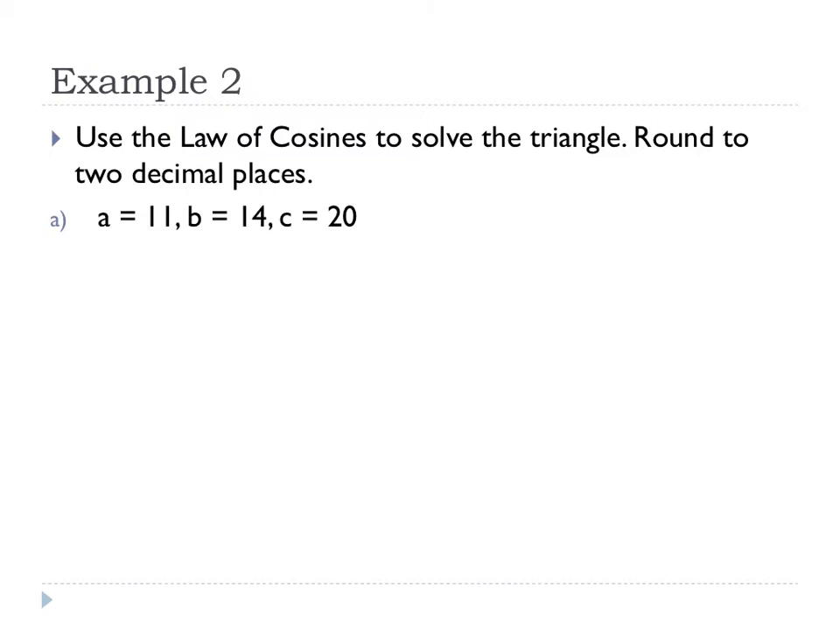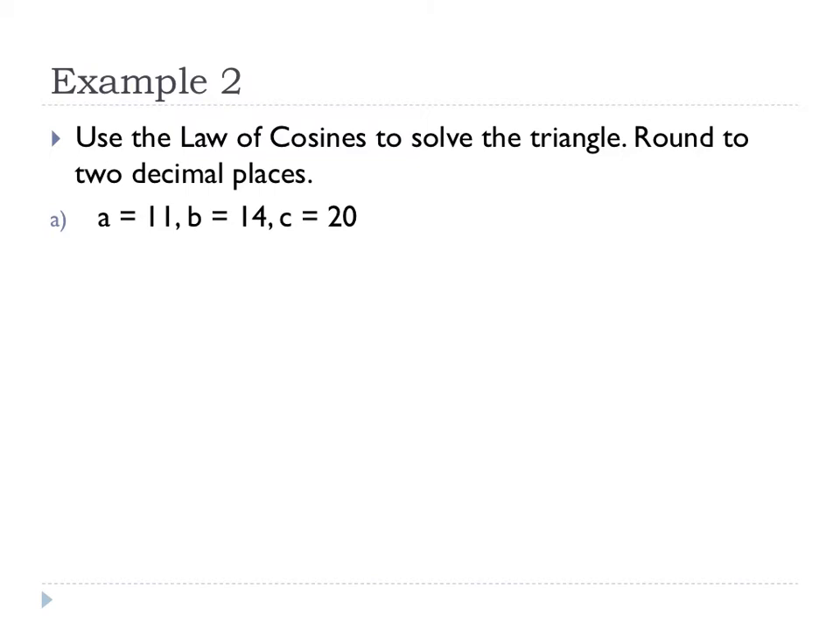So example 2, again, all three sides. This is my SSS scenario. A is 11, B is 14, and C is 20. So if I'm going to switch between law of cosines and law of sines, then I have to make sure that I pay attention to the order in which I solve the first one. What angle would you be solving for first? C, because C is the biggest side. Yes, everybody understand that? Yep.